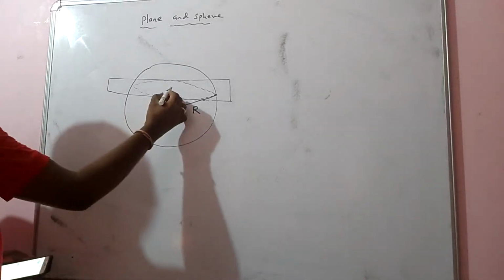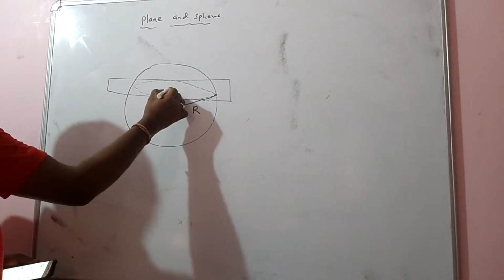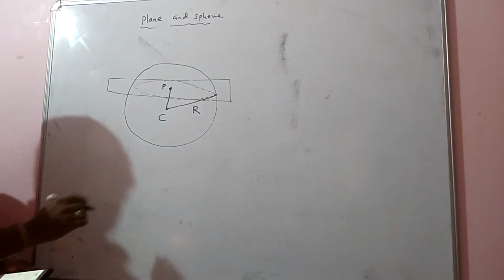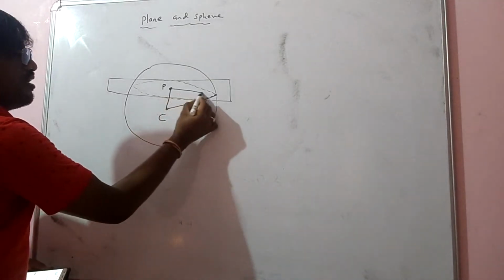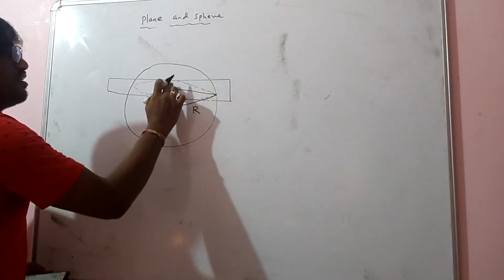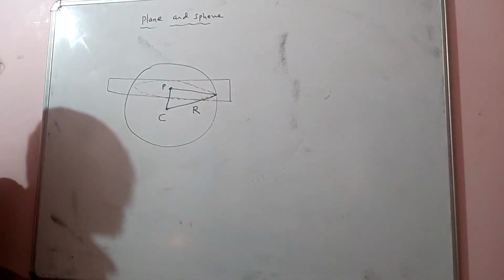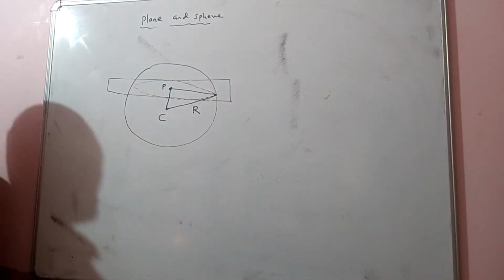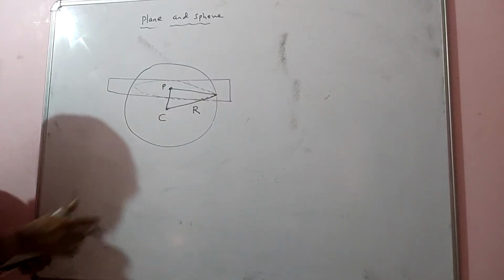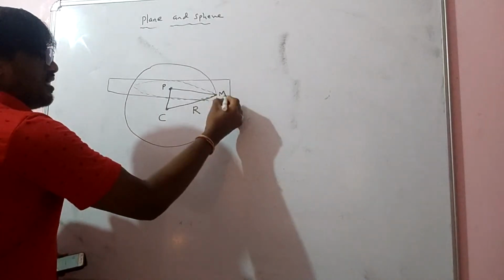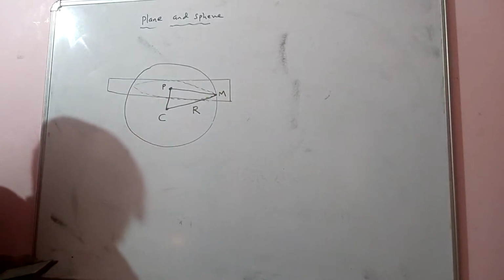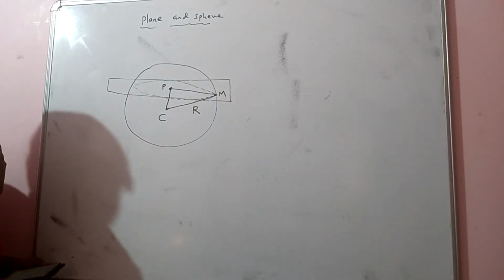And this one I am going to take as P. P is the center of the circle. Then if I join this one, I am going to get the radius of the circle. The radius of the circle is different from the radius of the sphere. That you have to understand clearly. Let us consider this is M and this is P. Then capital R I am considering as the radius of the sphere.